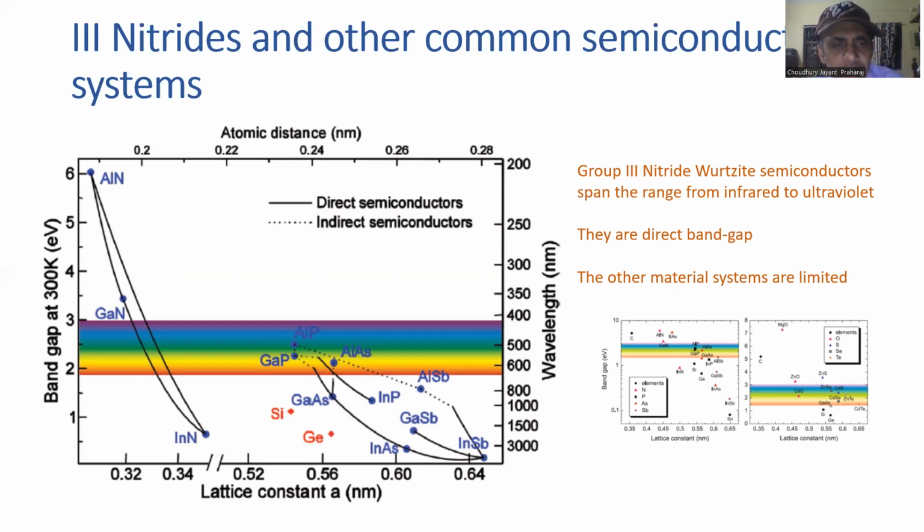And you can also see that these dotted lines shown here correspond to indirect band gap materials. And as we'll see later, direct band gap materials are better at absorbing solar radiation in the sense that they have higher absorption coefficients. So the group 3 nitride material system is all direct band gap, while some of these other materials are indirect band gap.